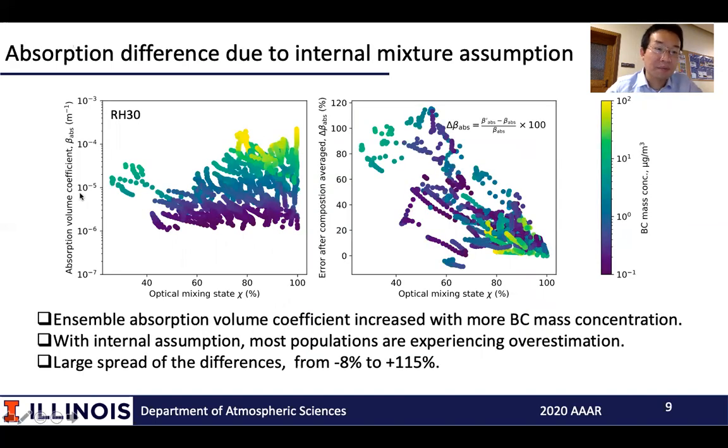This is the ensemble absorption correlated with optical mixing state and colored by black carbon mass concentration. We find that most populations have higher mass concentration, indicating higher absorption ability. And this is the error after the internal mixture assumption is used. We find most populations are overestimated with the internal mixture assumption, and the range can be -8% to 115%.